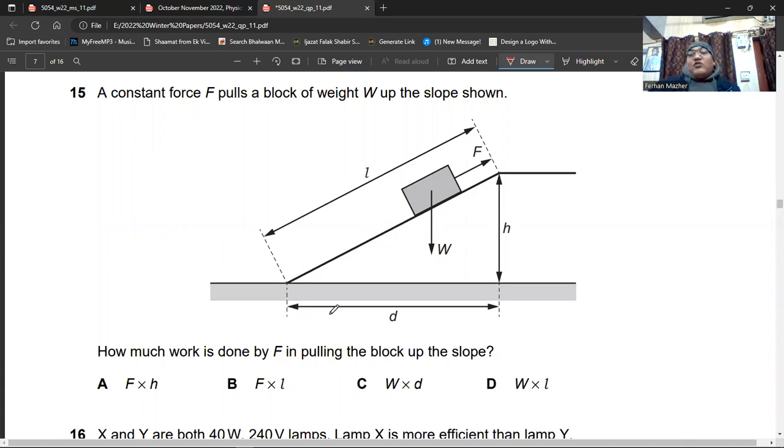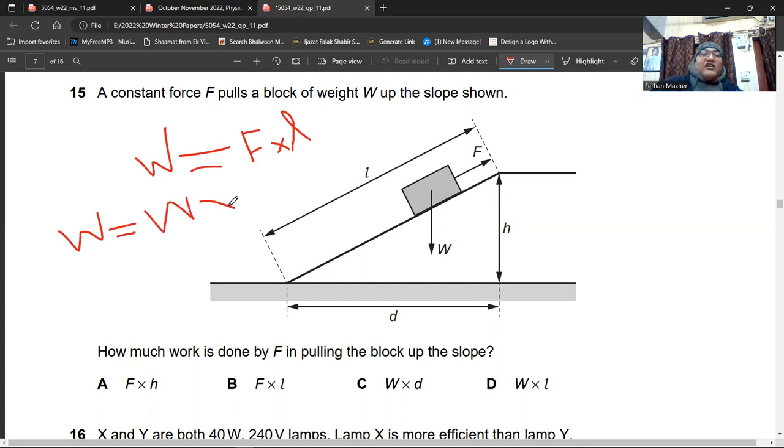The work done can be found in 2 ways. Either you can calculate the work done by applying this force with the distance moved in the direction of the force. So in that case, the work done will be equal to the force and the distance traveled in the direction of the force. That will be FL. And another way of calculating the work done will be the gain in the potential energy. So that will be weight into the vertical height gained. So both of these can be used to find out the work done.